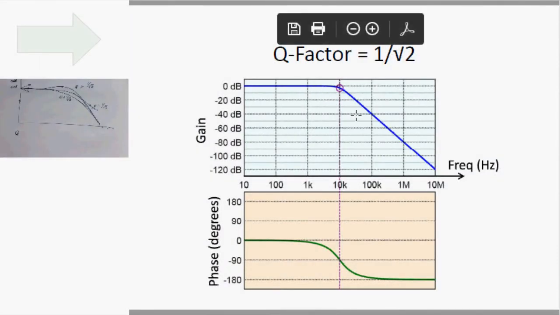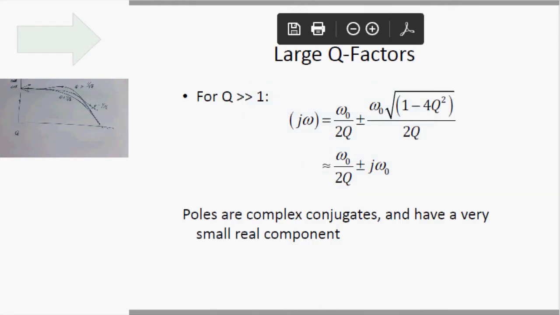This is what they look like. At this critical q factor, there is just no maximum, no peak in the response at all. But the poles are complex.